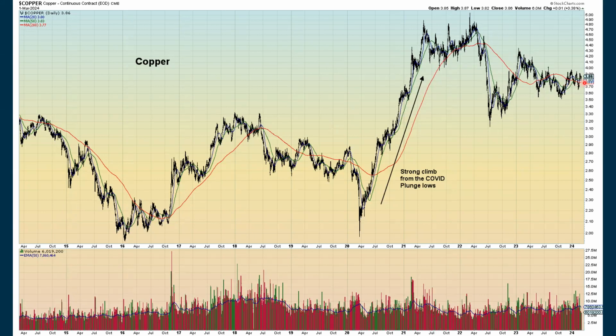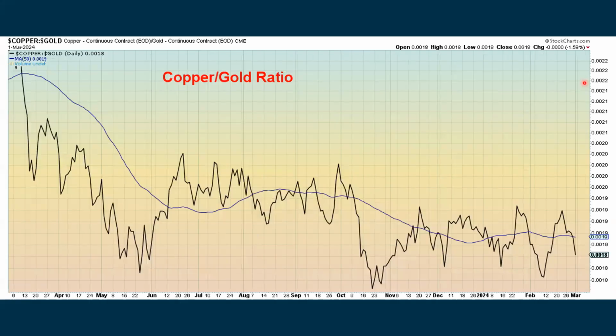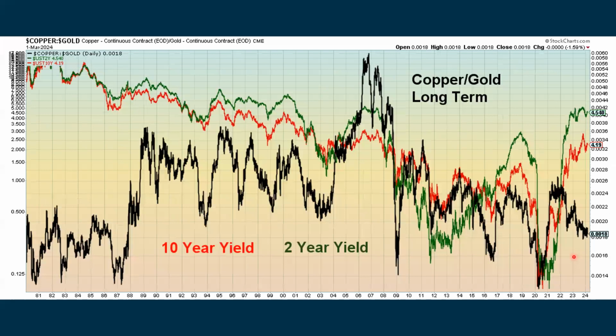Typically, when the economy is looking better, copper will go up. When there's economic weakness looking forward, copper will go down. So what we do is we do a ratio between copper and gold, where a week ago, copper was really outperforming gold. Now, as this is falling down, that means copper's underperforming gold. We look at this on a longer term chart. The black line is the copper to gold ratio.